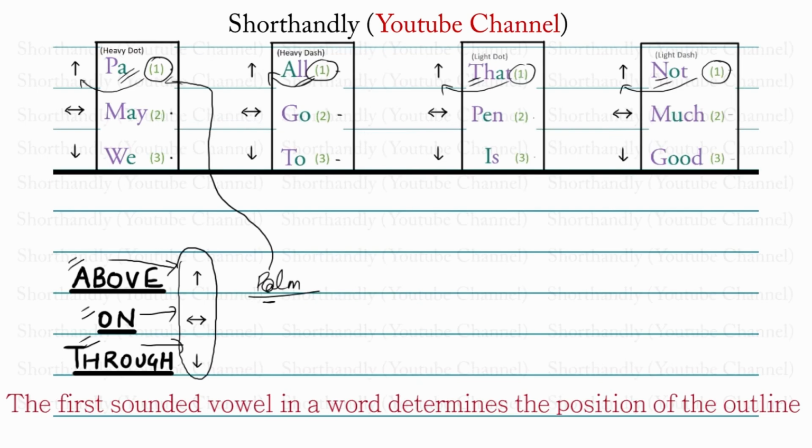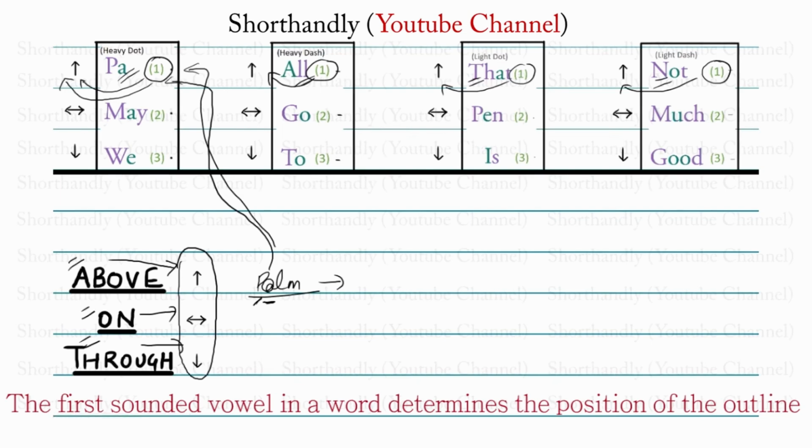Now if you pronounce this word again, it goes like palm. The first vowel sound that we are getting from this word is ah, as in the pa vowel, and we already know that this pa vowel is a first place vowel. We can also see the sign, above the line. This simply means that the first outline that we will be making for this word is P, because if you pronounce this word, it goes like palm. The first sound that we are getting is P. The first consonant is P, and the first vowel that we are getting is ah.